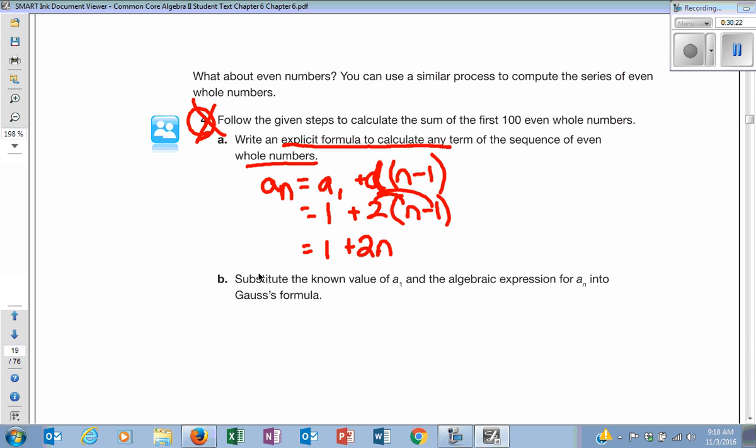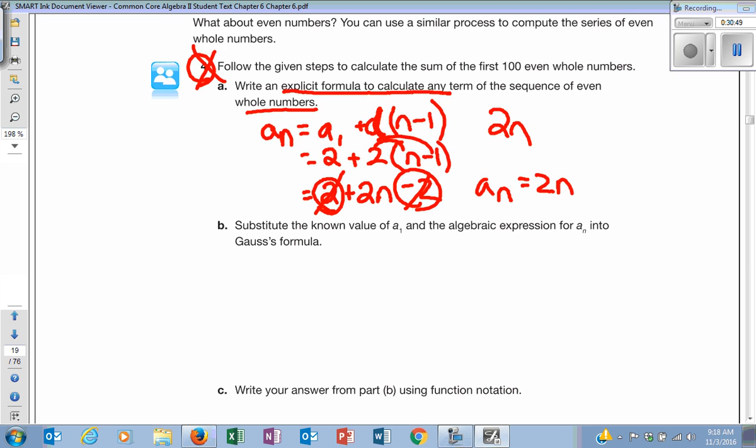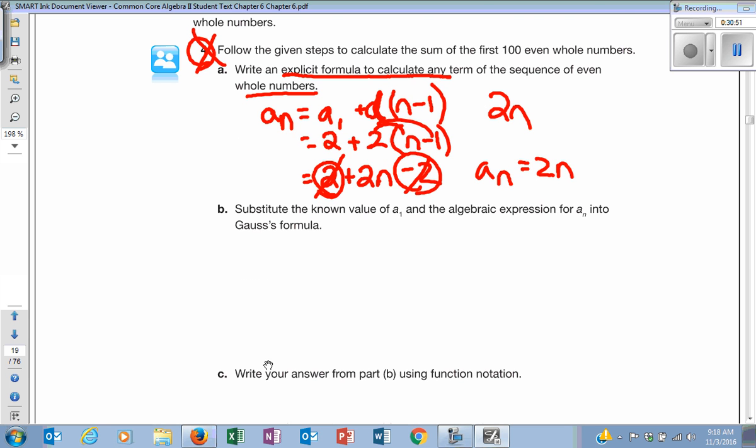Oh, I'm sorry. I lied to you. Here's where I went wrong. The beginning number, if we're talking about evens, my first number is 2. So this would be a 2 also. And then when I distribute that, I get a negative 2. This 2 and this 2 would cancel out, and so I'd be left with just 2n. So an equals 2n.